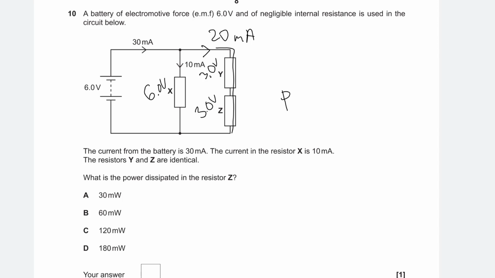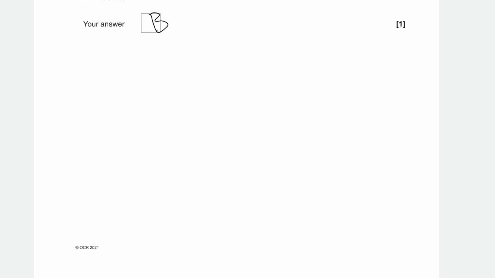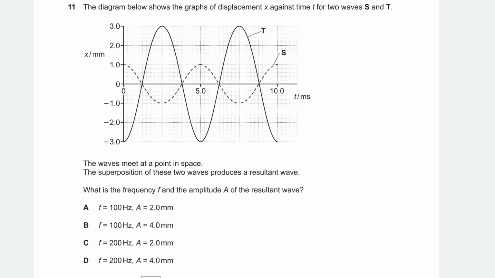So the power is equal to the voltage times the current. Voltage is 3 multiplied by 20 milliamps. That's going to be 60. Correct answer is B. Okay, moving on, the next one, question 11.